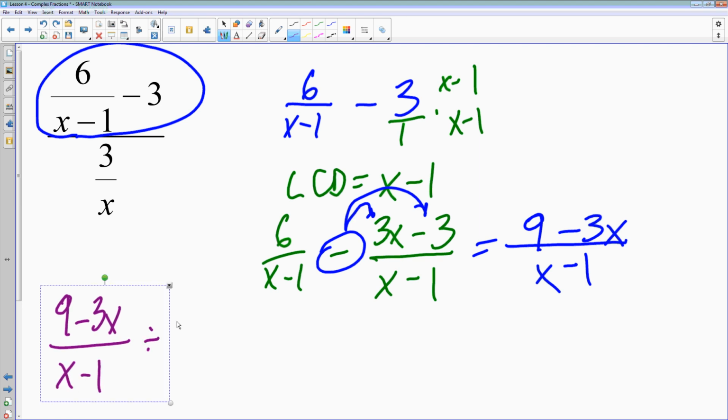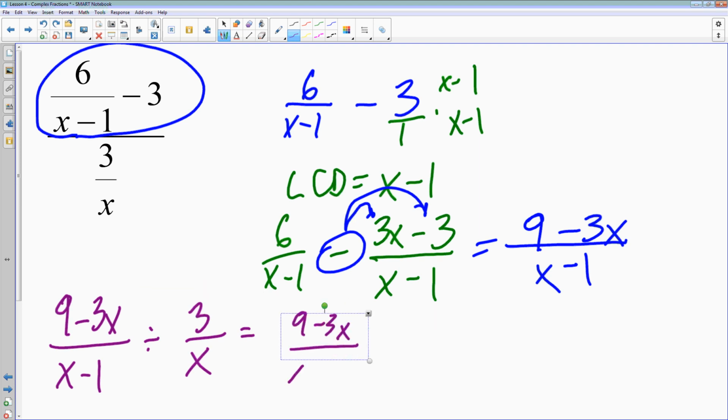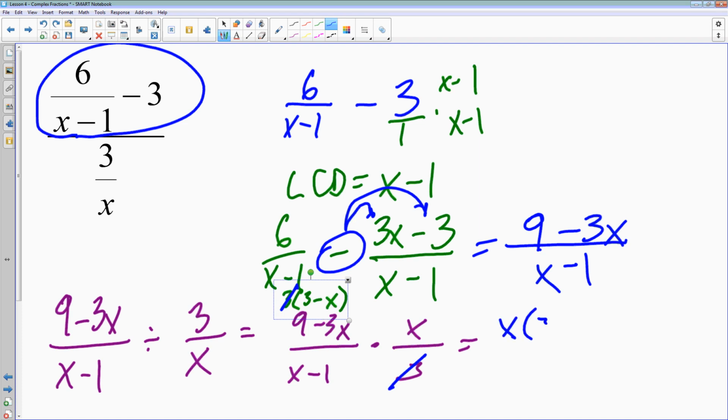Okay, and then we're going to keep, change, flip. Okay, and there's actually one more thing we can do here. Because 9 minus 3x, you can take a 3 out of both of those. Okay, we're actually able to cross out this 3 and this 3. So in my numerator, I have just an x times 3 minus x over x minus 1.